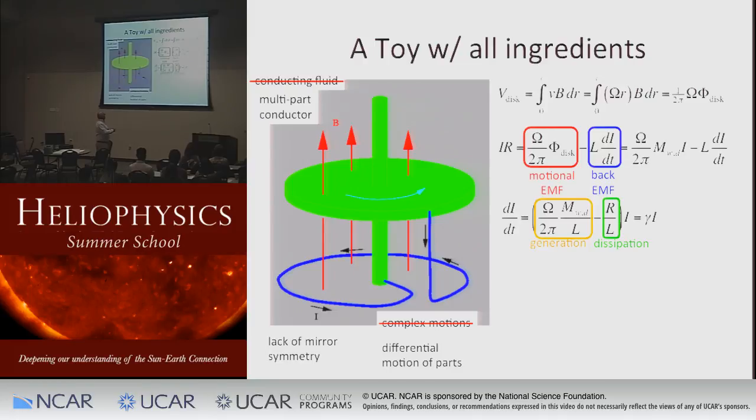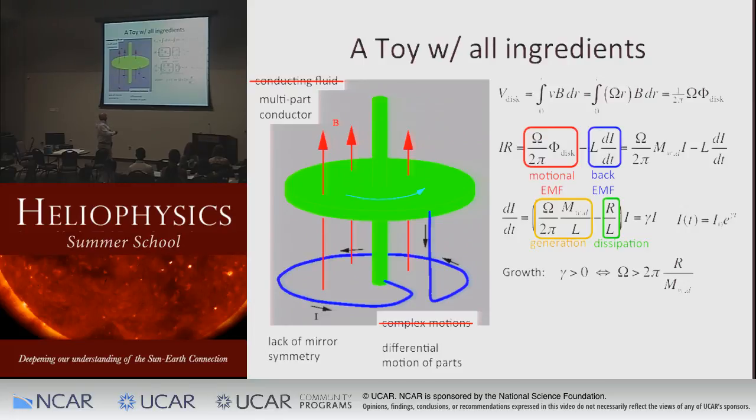So I just have a very simple circuit, and will the current grow exponentially in time or decrease exponentially in time? Simple first order linear ordinary differential equation. It will increase exponentially, always. It depends on gamma, right? When will it increase? If gamma is positive, it increases. So if the generation beats the dissipation, it increases.